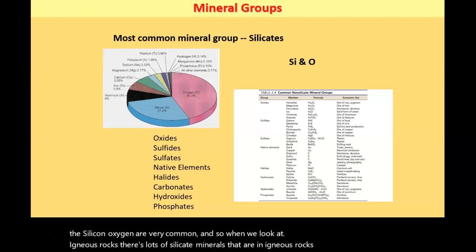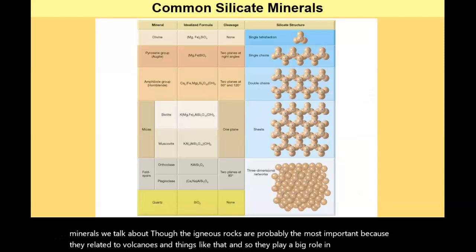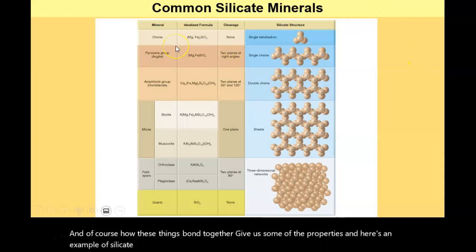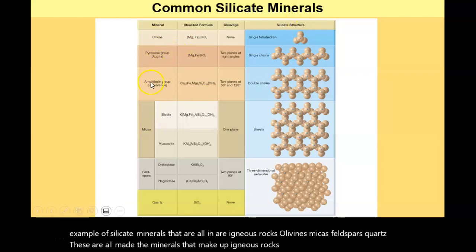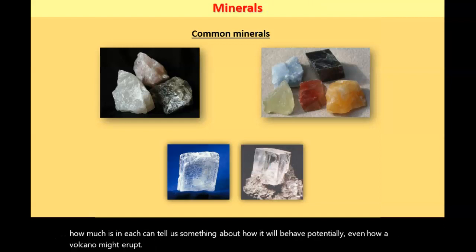And of all the rocks and minerals we talk about, the igneous rocks are probably the most important because they're related to volcanoes and things like that. And so they play a big role in that. And of course, how these things bond together give us some of the properties. And here's an example of silicate minerals that are all in our igneous rocks. Olivines, micas, feldspars, quartz. These are all the minerals that make up igneous rocks. And knowing something about how much is in each can tell us something about how it'll behave, potentially even how a volcano might erupt.